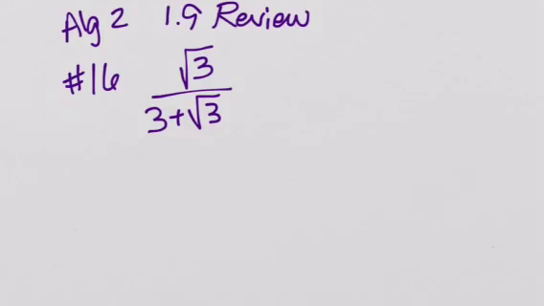Okay, so what I have here is a monomial that is being divided by a binomial. Again, monomial means it's got one term, and a binomial means that it has two terms. So what I want to see is, can I get rid of this root in the denominator all by itself? Because remember, no roots are allowed in the denominator.